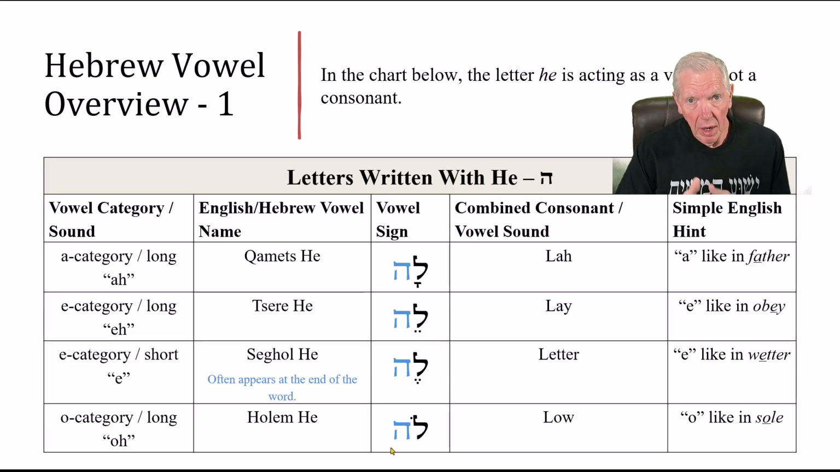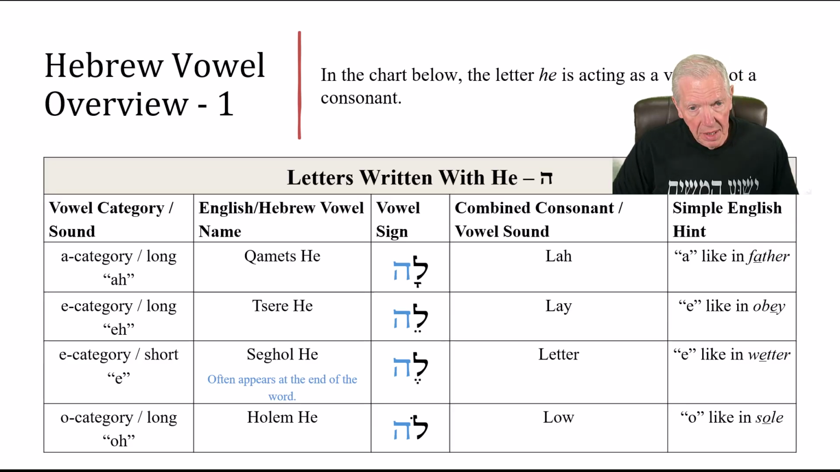You should be aware that when we're speaking in Hebrew, generally a syllable consists of at least one consonant and one vowel. It could have more, but in most cases it's at least one consonant and one vowel. And then I give you a simple English hint. So these are Hebrew vowels that have hey in them, the letter hey. And so we have what is called a qamets hey.